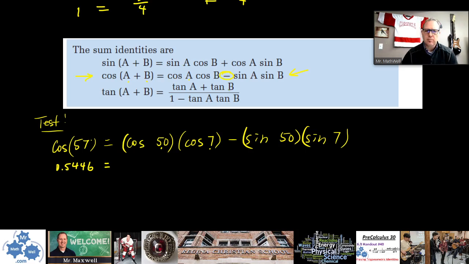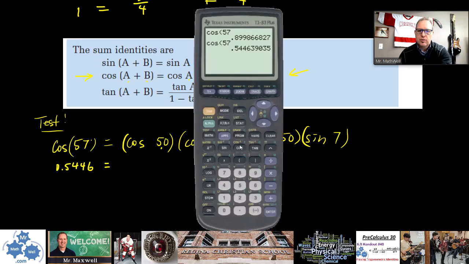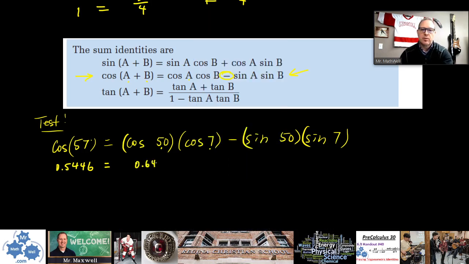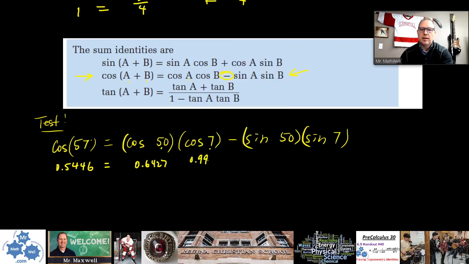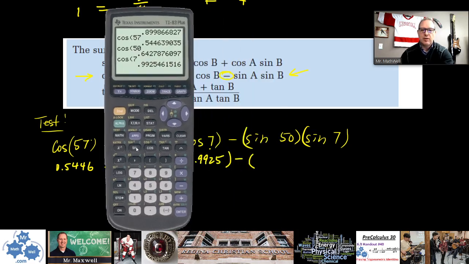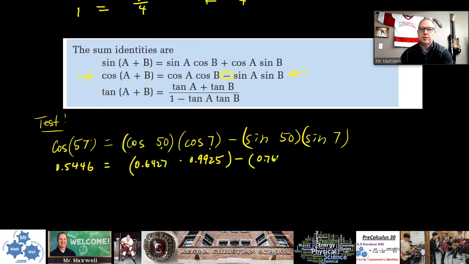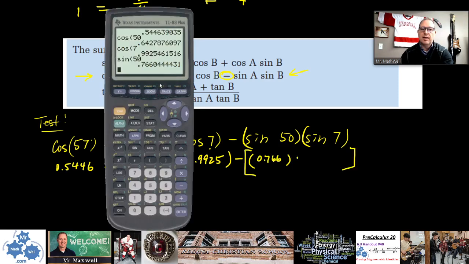Okay, so cos of 50, let's quickly go through that. Cos of 50 is 0.6427 times the cos of 7. Cos of 7 is 0.9925. Okay, so we're going to multiply those, and we're going to subtract. So we need to find out the sine of 50 now. Sine of 50 is 0.766 times, I'll just put the secondary brackets there, sine of 7.